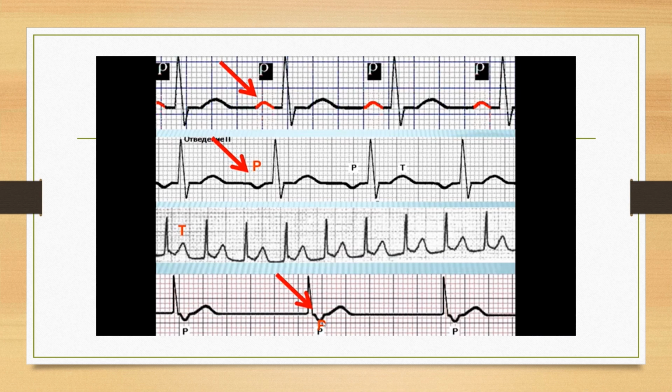But when the P wave is negative: in the first ECG, we can see the P wave is positive and before the Q wave, so we are talking about sinus rhythm. But in the second and last ECG, we can see the P wave is negative. If the P wave is negative, it means it is non-sinus. And in the last one, we can see the P wave after the QRS complex. The P wave must be before the QRS complex, not after.